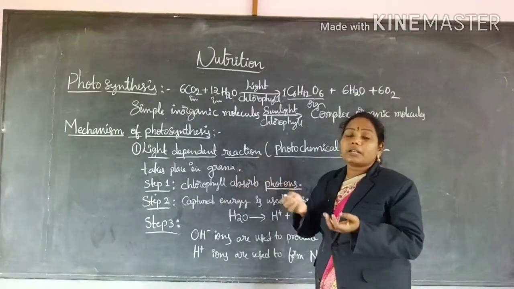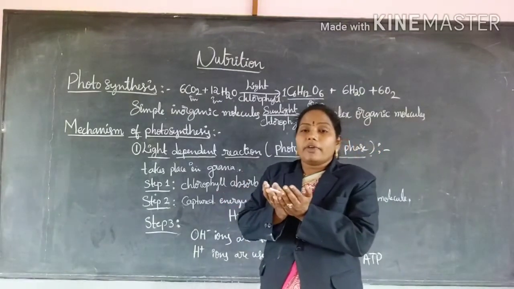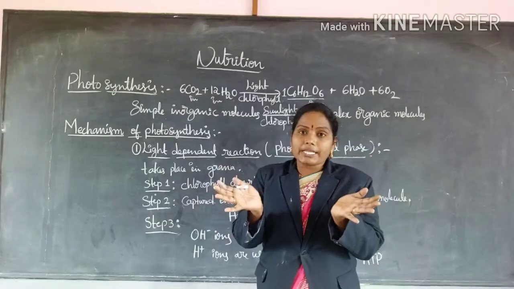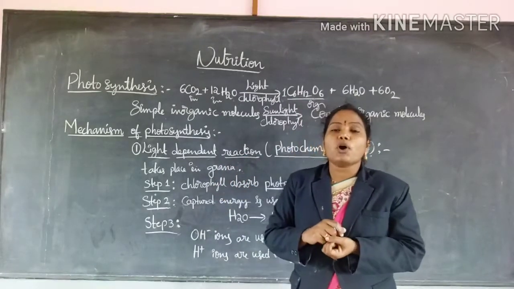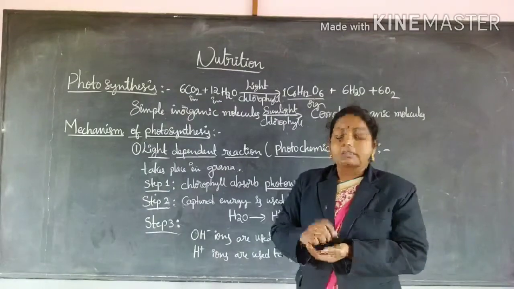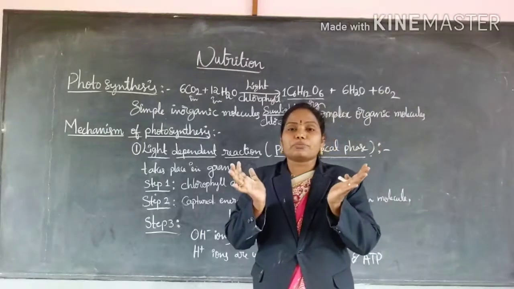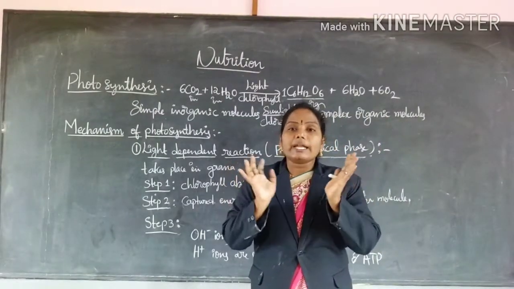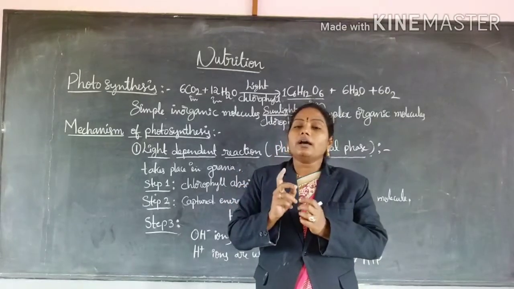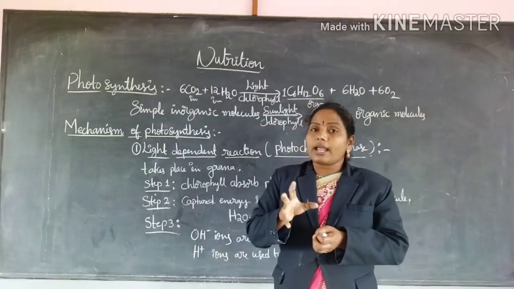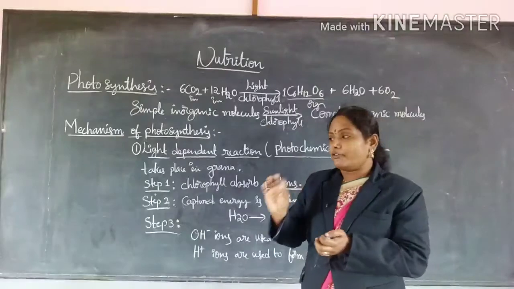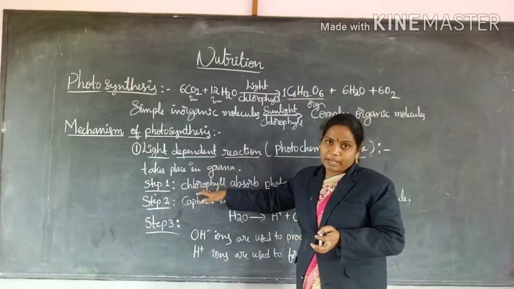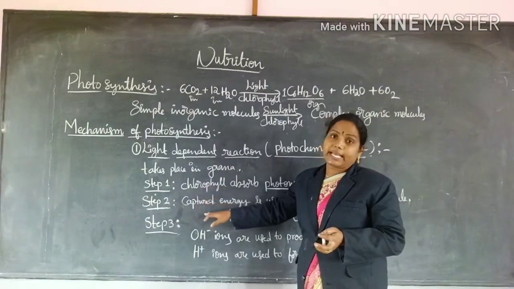Okay, that means chlorophyll, when exposed to sunlight, captures the sunlight in the form of photons. So when the chlorophyll is exposed to sunlight, the sunlight is captured by chlorophyll in the form of photons. This is the first step. Okay, next, second step.